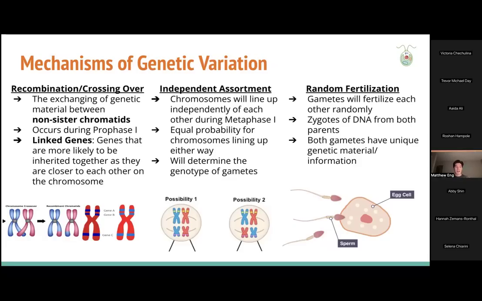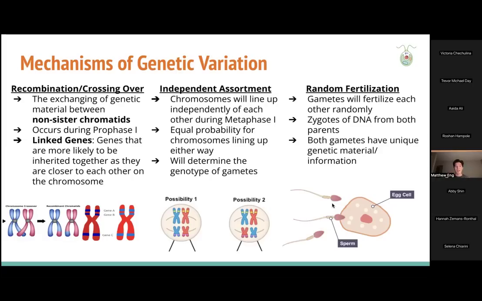One thing I want to point out that is important for this is linked genes. That's basically saying that genes that are closer to each other on the chromosome are more likely to be inherited together. If we look at this picture at the bottom here, gene A and B are more likely to be inherited together, whereas gene C is less likely to be inherited with either one of those. That's the only thing you really need to know about linked genes.